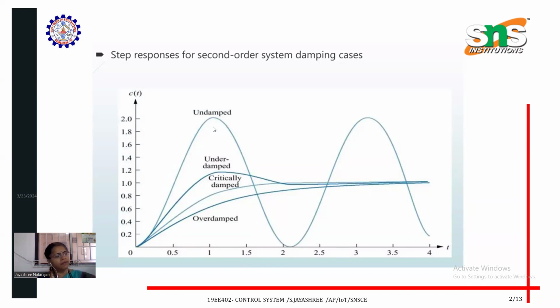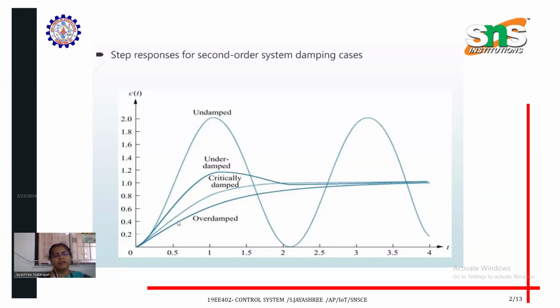Then if damping is applied, the system oscillates in the beginning and after a particular time it comes to steady state position. That type of damping we call critically damped. Next, when the zeta value lies between 0 and 1, we call that type underdamped. When the zeta value is greater than 1, it is an overdamped system.